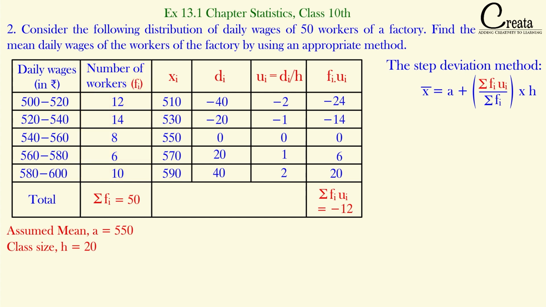Let's use the formula here. A, that is the assumed mean, is equal to 550. H, that is the class size, is equal to 20. Sum of Fi into Ui is minus 12. Sum of Fi is 50. Let's put the values. On solving, we got the answer as 545.2. That is the mean average weight. 545.2. That is the answer.